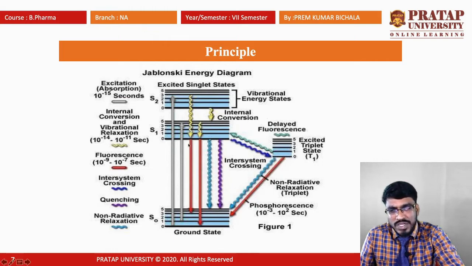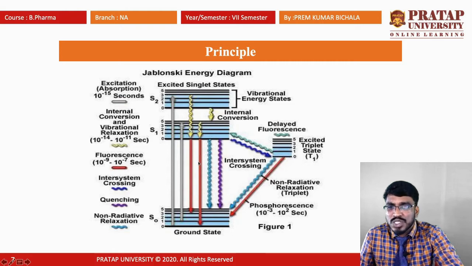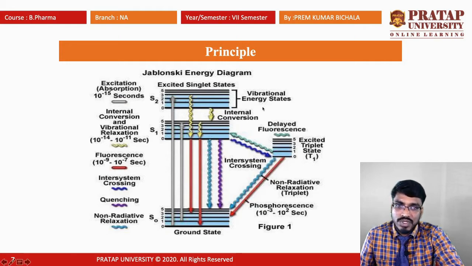Here I mentioned different colors. Red color indicates the fluorescence property, which is observed in 10 to the power of -9 to 10 to the power of -6 seconds. In this we can observe light for a certain time. Here violet is there, and intersystem crossing is the blue line. Violet indicates the quenching effect, which is one of the factors. From here, delayed fluorescence may cause phosphorescence.